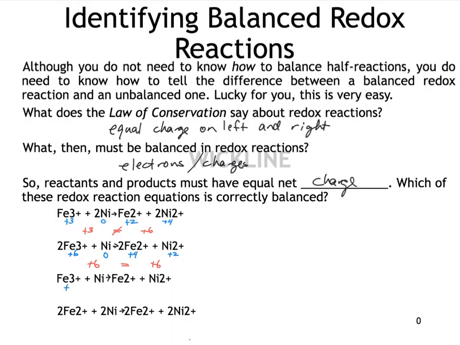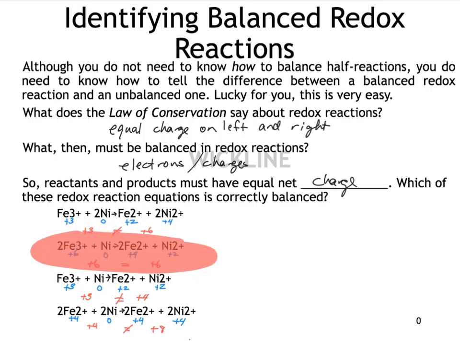In the next one, I have +3 for the iron, 0 for the nickel, +2 for the iron, and +2 for the nickel. Combining, I have +3 on the left and +4 on the right, not equal. Last one, I have +4 from the iron, 0 from the nickel, +4 from this iron, and +4 from this nickel. As I combine, I get a +8 on the right and a +4 on the left, and those 2 numbers are not equal. So let's say that I didn't know beforehand, and I were just finding out now. This would be the right answer. That one's balanced because it's showing a conservation of charge, +6, +6.